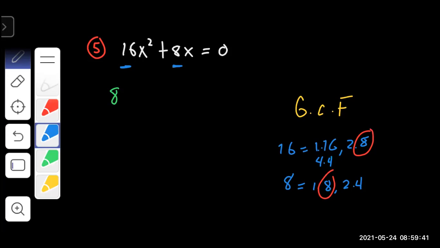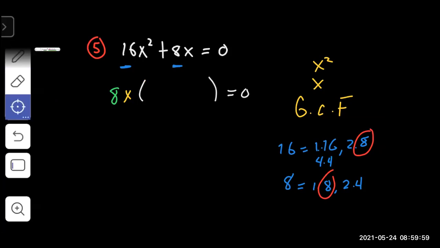And then we have the variables. The variables are x squared and x. What is the smallest common variable? X, right? We take the baby variable, x. Now we put parentheses, guys, in order to find what is missing, because this is factoring actually. Finding what is missing to multiply in order to get this expression. 8 times, can you get 16, guys?